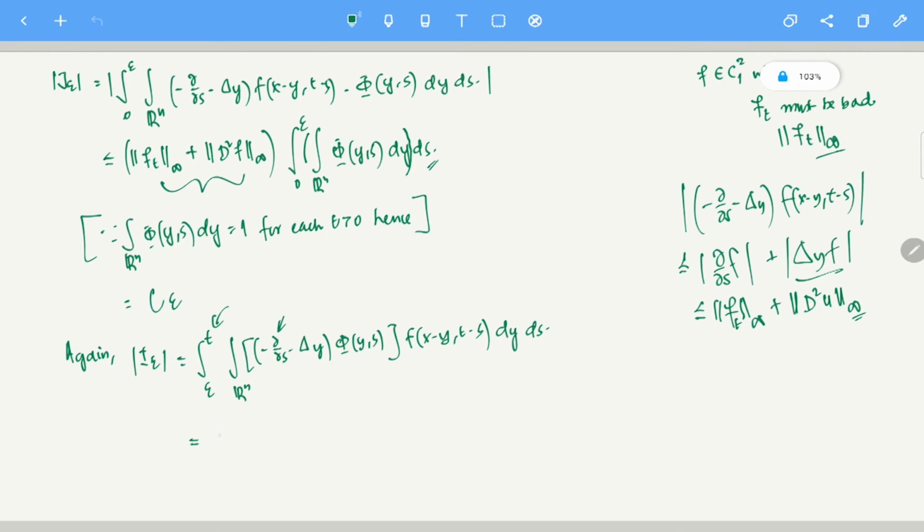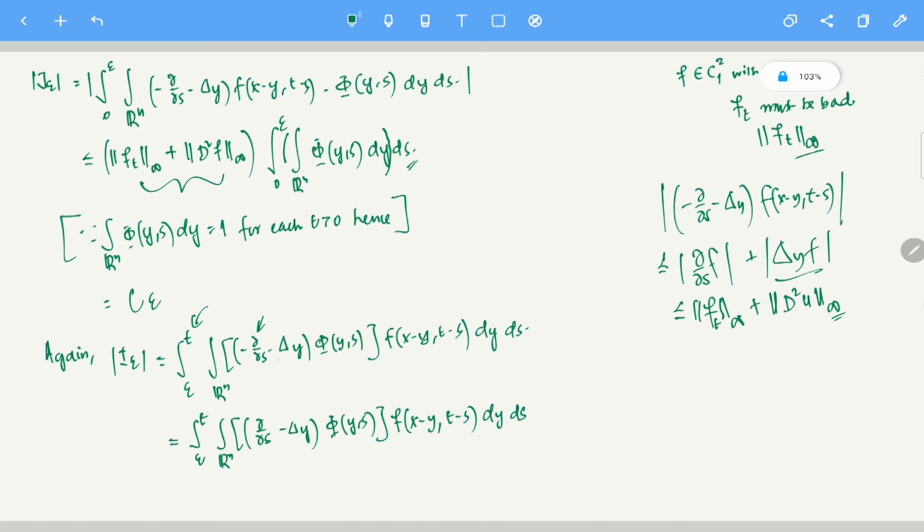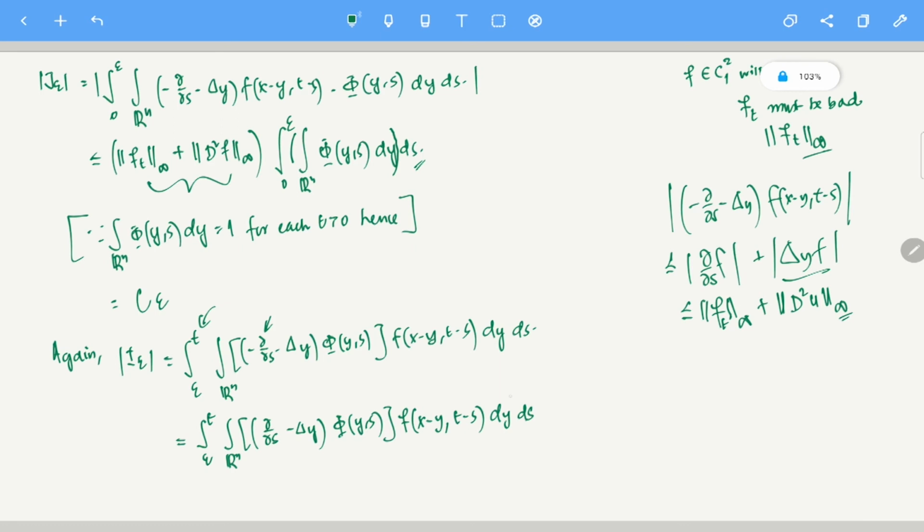It becomes epsilon to t integral over Rn, and minus del s minus delta y of capital phi of y, s, times f of x minus y, t minus s, dy ds, right? So nothing changes here. It's just the derivative here, integration by parts. And what else is changing?